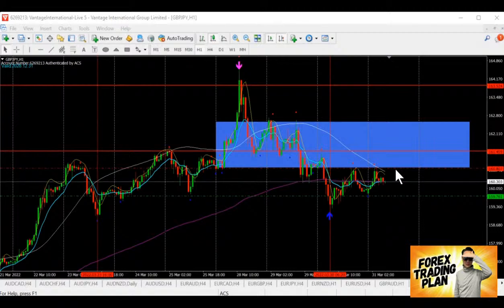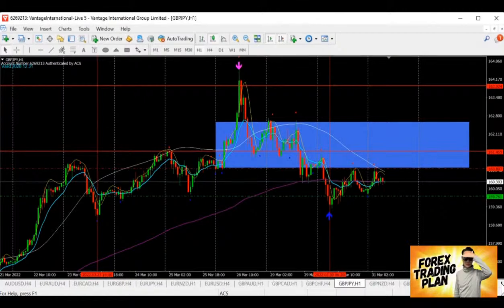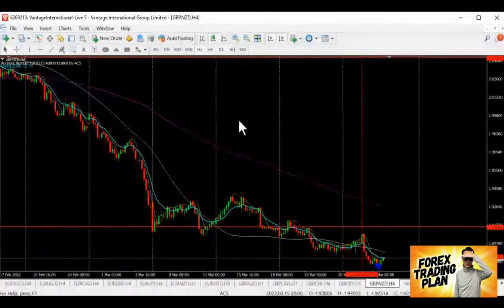If the resistance is being tested and yet it's not breaking a new resistance, with a green and red candle coming back again, or a rejection candle showing, I think that will be good. It's a good sign for selling. Okay, so let's move on since we have pound yen in our list. So move on to pound kiwi.